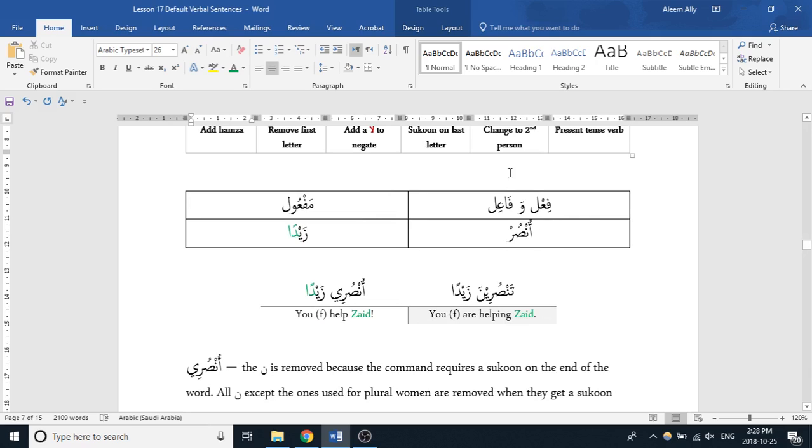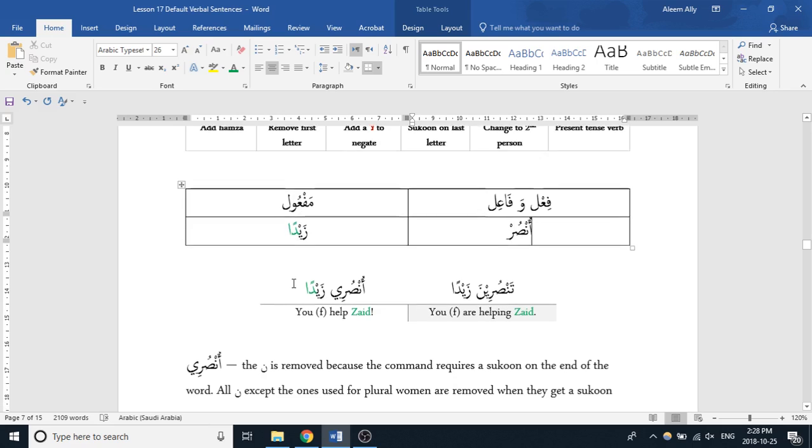So the breakdown of it pretty much is the fa'il and the verb, the doer and the verb, are both going to be inside the command. So unsur, that means if I just have unsur here, it means you help. Unsur, you help. Now we add zaydan, which is a maf'ul. It becomes you help Zaid.